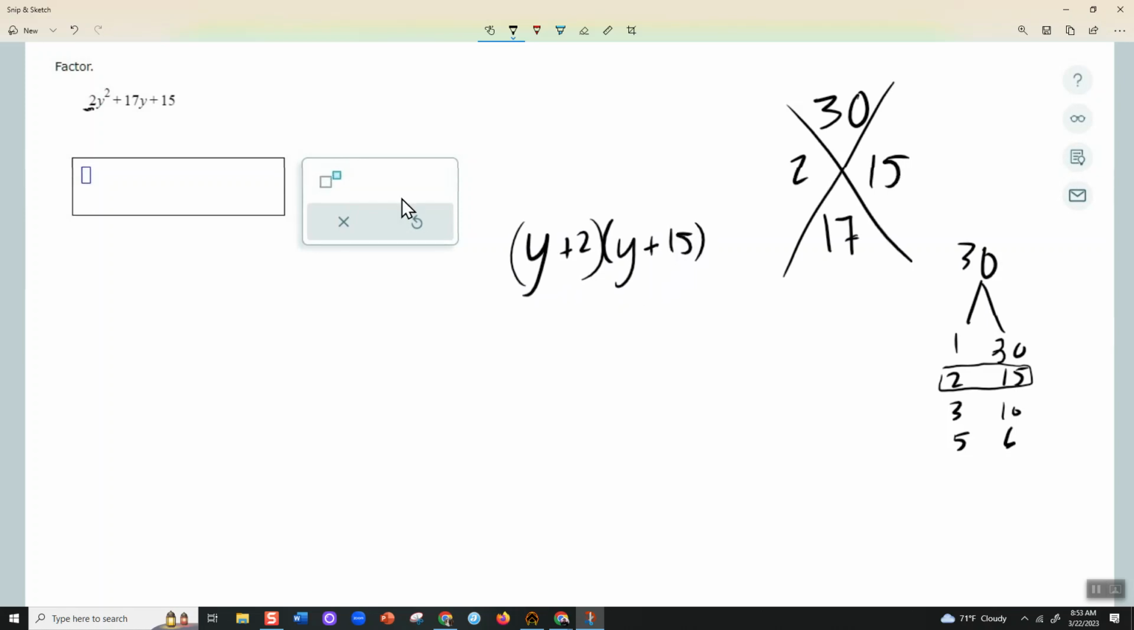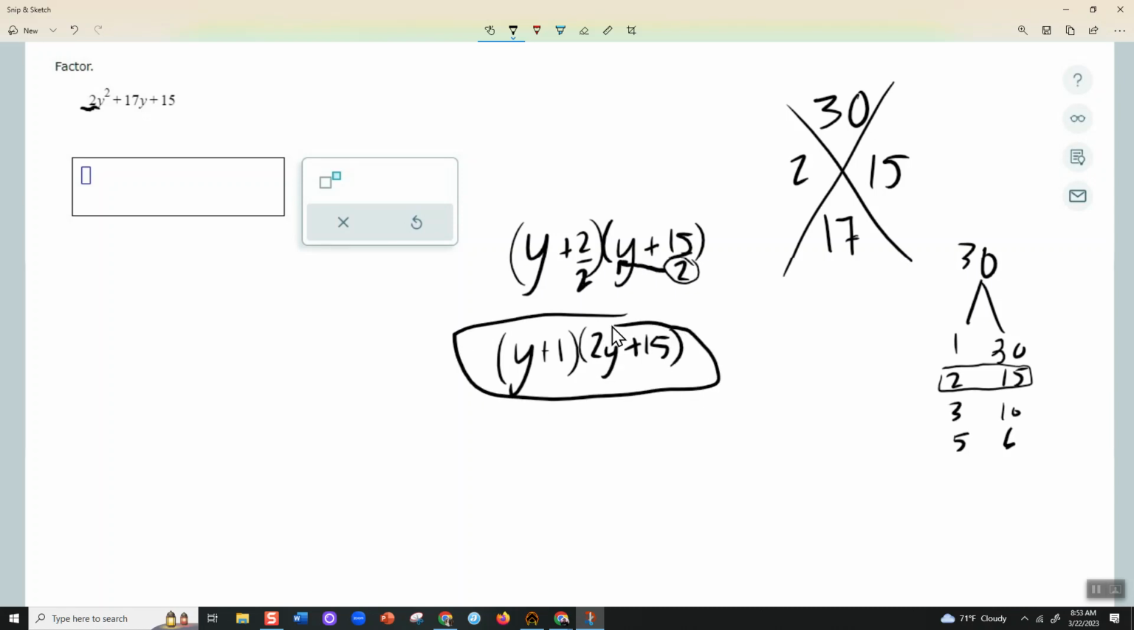And then, because my leading coefficient is 2, I need to divide both of these numbers by 2. Whenever your leading coefficient is anything other than 1, you've got to divide your two numbers by it. So 2 divided by 2, that's 1. If it's not divisible by 2, 15 is not evenly divisible by 2, then you need to take the 2, or whatever the number is, and put it in front of the first term of the binomial. 2y plus 15. And that is what I get.